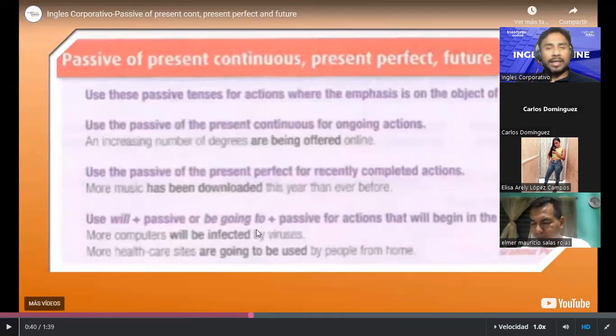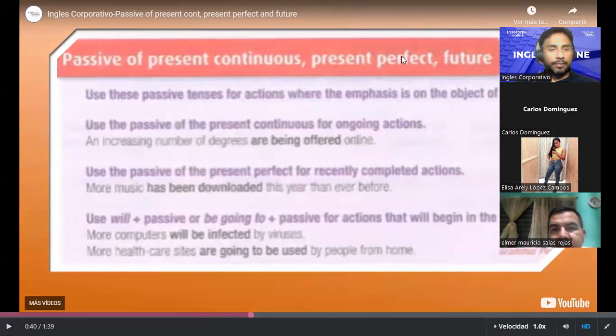Okay, let's look at the present perfect. For the present perfect, let's say, more music has been. The be verb is been. Over here is being. Over here is been. And we use the auxiliary has. Over here, we use the be verb, and downloaded is the past participle. So here, more music has been downloaded this year than ever before.